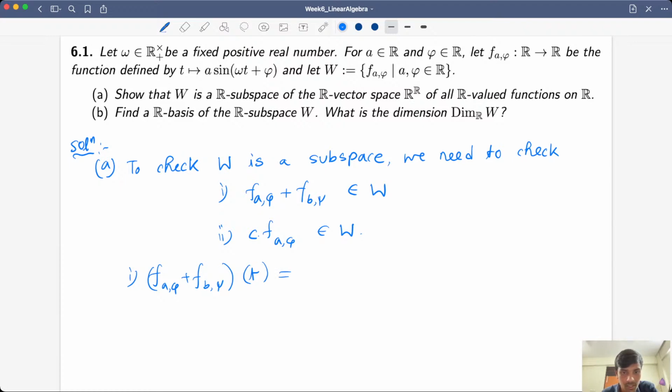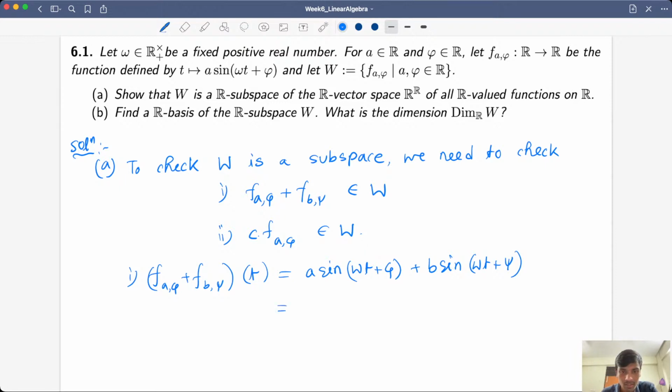This is by definition a sine omega t plus phi, and the second one is just b sine omega t plus psi. So I need to write this in the form of some a prime sine omega t plus theta. To do that, first of all we need to change this phi and psi to something similar.